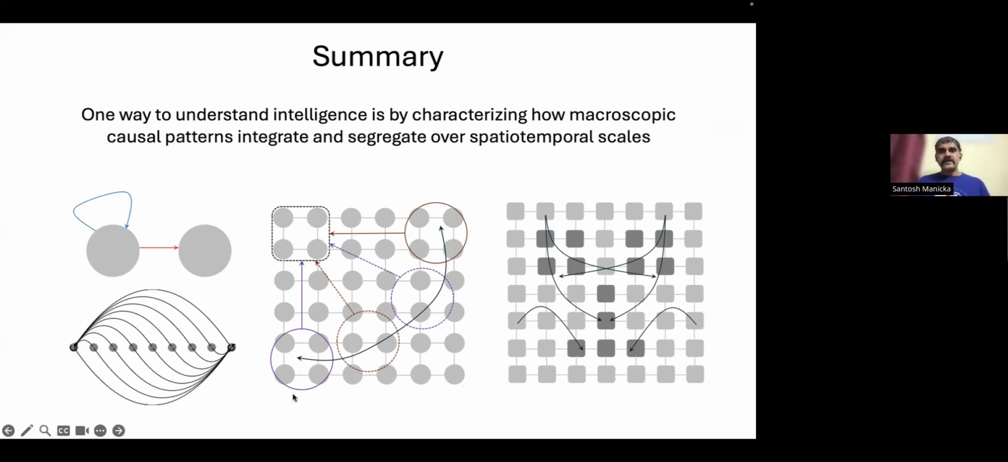So to summarize, the big picture point, no pun intended, that I want to convey here is that intelligence can be characterized as this sort of macroscopic causal patterns that may be hidden in plain sight. And if you do the right kind of analysis, like what we did here, or there may be other kinds of analysis that you can do, you will see these patterns emerge, and that will help you to understand how complex looking systems actually solve the problems that they solve.